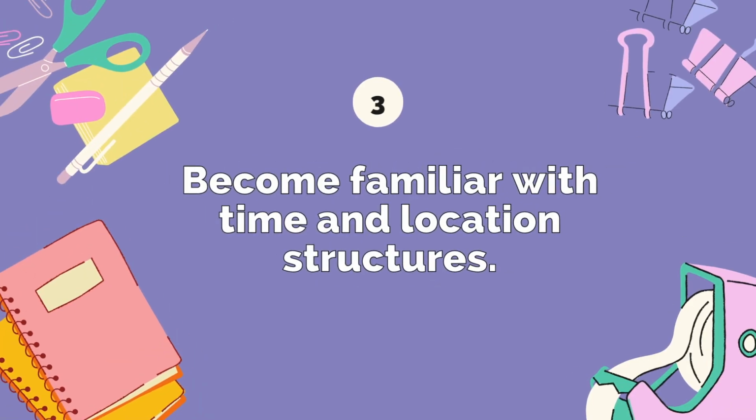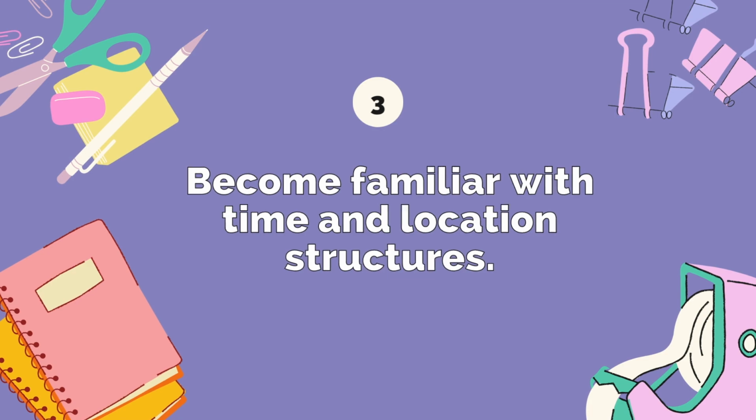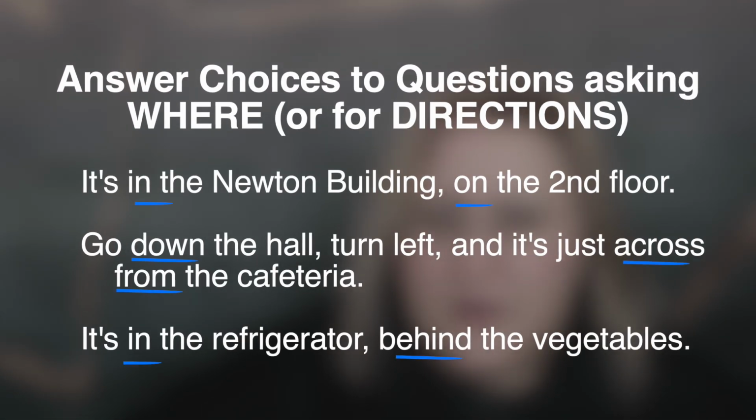All right, now let's move on to tip 3, becoming familiar with time and location structures. Questions about time and location are common in the TOEIC test, so it's a good idea to become familiar with the types of questions and answer choices you get in this part of the test. Questions asking where or for directions are the first type you'll see. Examples of answer choices are: It's in the Newton building, on the second floor. Go down the hall, turn left, and it's just across from the cafeteria. It's in the refrigerator behind the vegetables.